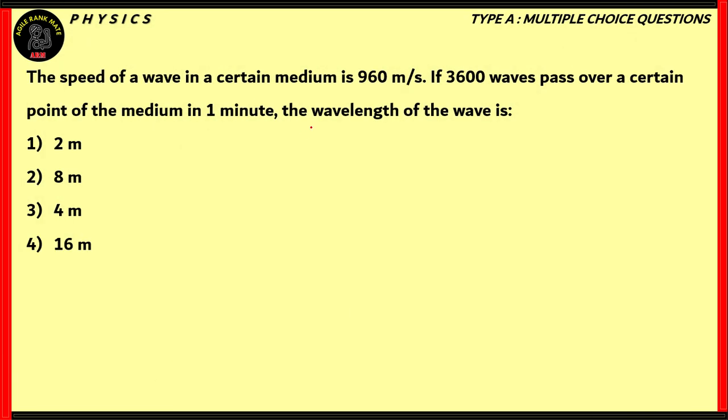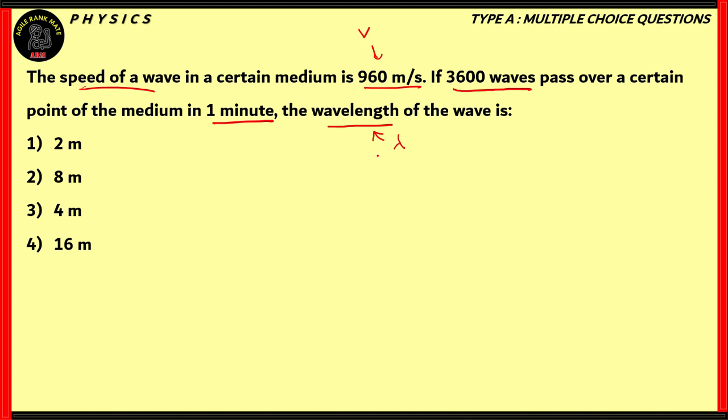Now let's look at the final question for today. The speed of a wave in a certain medium is 960 meters per second. If 3,600 waves pass over a certain point of the medium in 1 minute, you need to find the wavelength of the wave. So 960 meters per second is wave speed. Wavelength is represented as lambda.